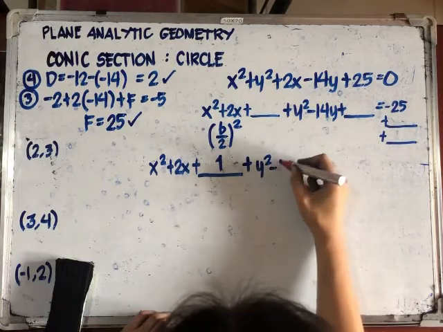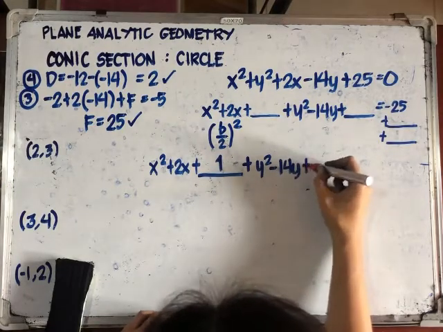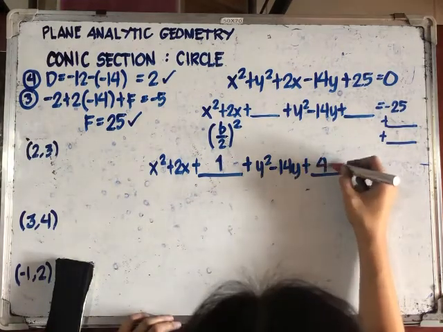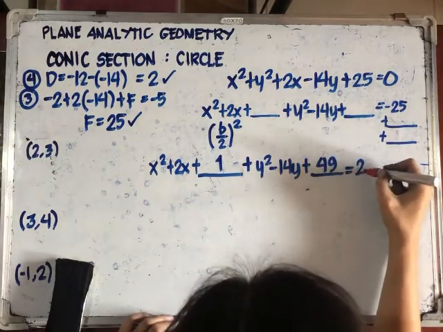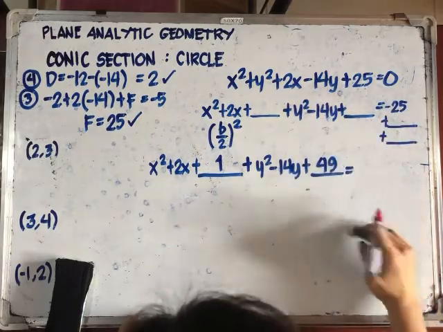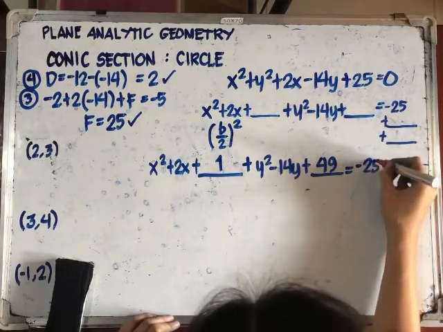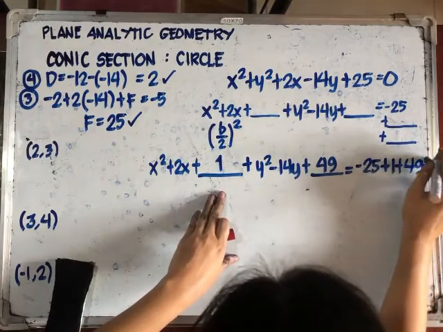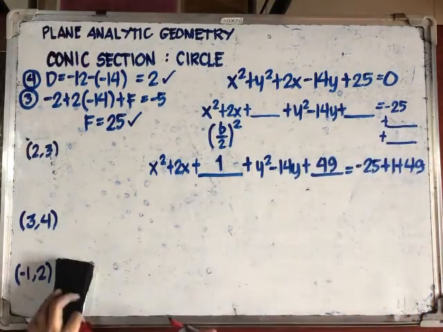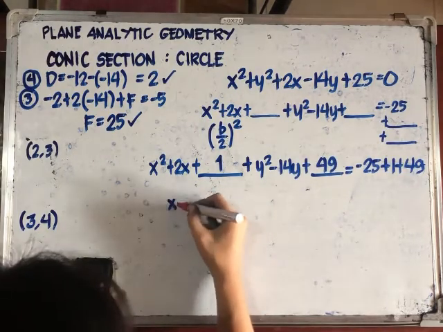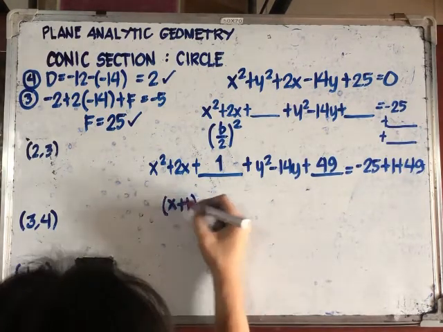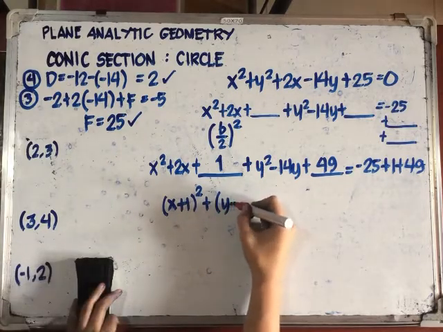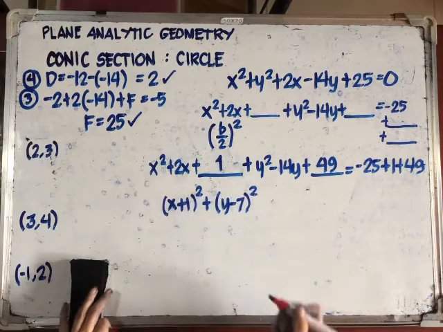You have y squared minus 14y. O ito naman is divide mo siya by 2, that's negative 7. Tapos isa-square mo siya, 49 yon. So dito meron kang negative 25. Plus mo yung 1 na inadd mo dito, tapos i-plus mo din yung 49. Okay? So ano ma to? This would be x plus 1 squared. Tapos, ito naman is y minus 7 squared. Perfect square na sila ngayon.